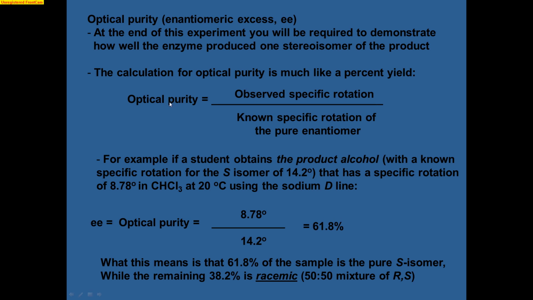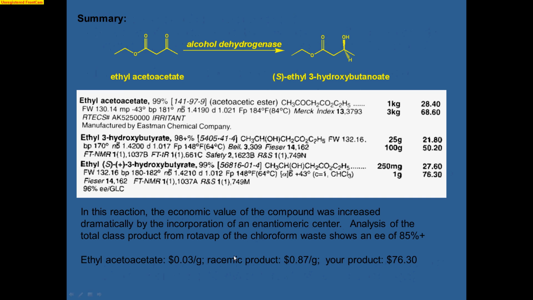The key calculation that you're going to be required to do is to identify what the optical purity of your product is. So it's your observed specific rotation divided by the known specific rotation of the pure enantiomer. And all of this information is in your lab description. And then in addition, you're going to have to know how optical purity is related to your enantiomeric excess and what the enantiomeric excess is.